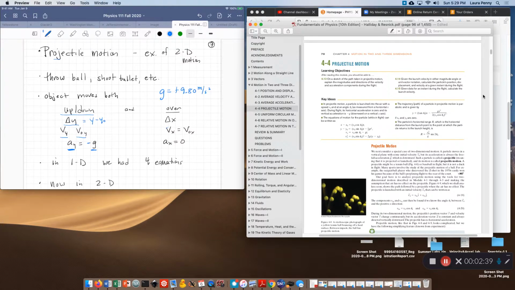We also have an over motion. In whatever direction horizontally you throw this, or it gets shot at the beginning, that becomes our horizontal motion, our x direction. So x is that way. So we have a delta x, x minus x naught. And then there's some initial x velocity, which is also the average and the final x velocity. And that's because there's no x acceleration.